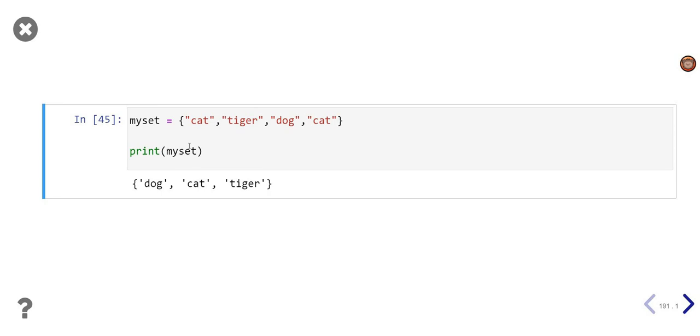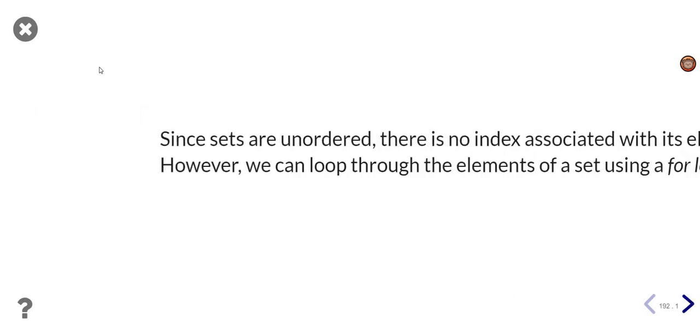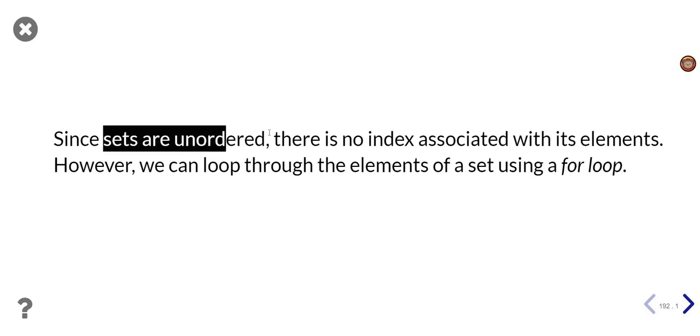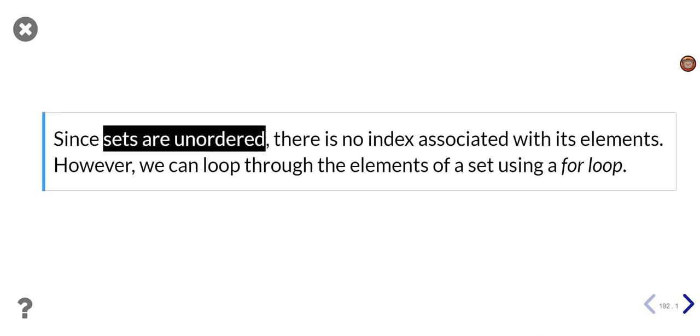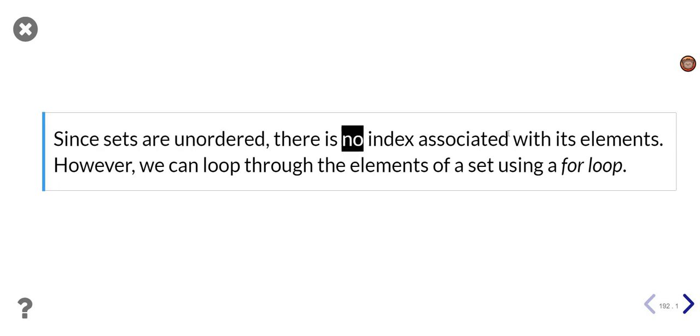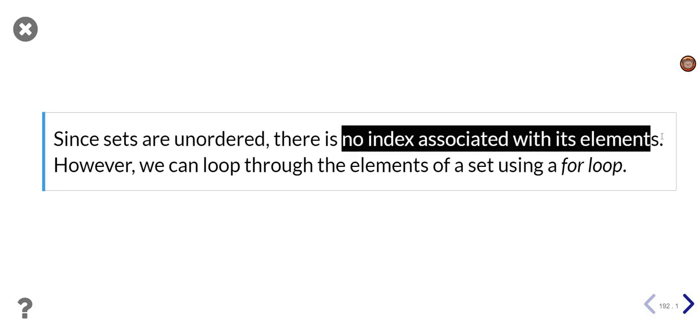Did you notice something? One is not in order. Another thing, it does not allow duplicates. So if you put 2 cats and you print the set, it doesn't allow duplicates, and it's not in order. Since sets are unordered, there is no index associated with these elements.